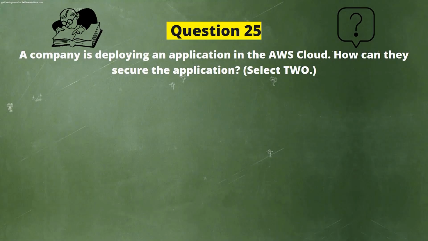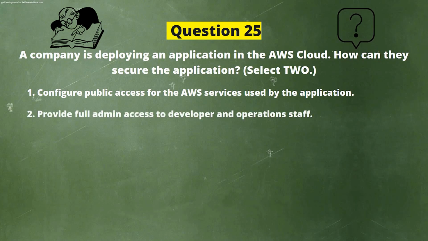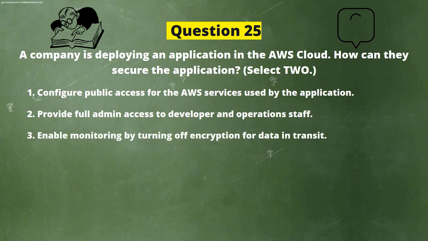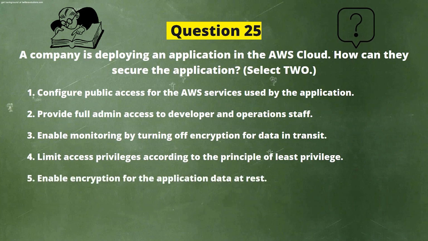Next question. A company is deploying an application in the AWS cloud. How can they secure the application? Select 2. And the options are: Option 1. Configure public access for the AWS services used by the application. Option 2. Provide full admin access to developer and operations staff. Option 3. Enable monitoring by turning off encryption for data in transit. Option 4. Limit access privileges according to the principle of least privilege. Option 5. Enable encryption for the application data at rest.